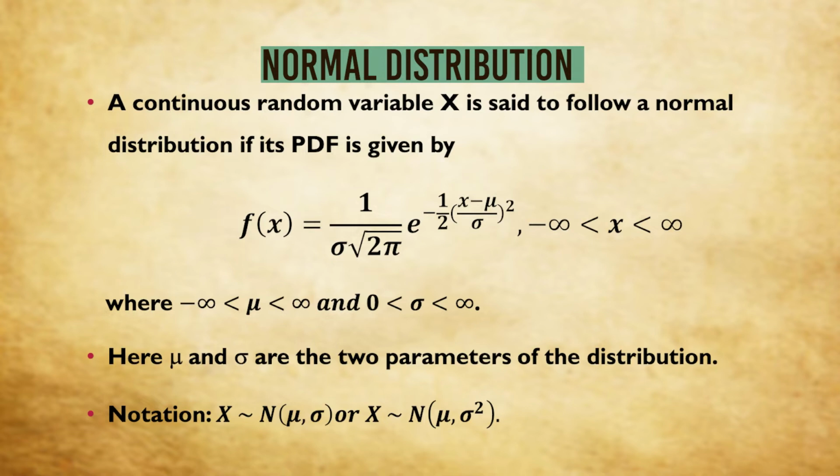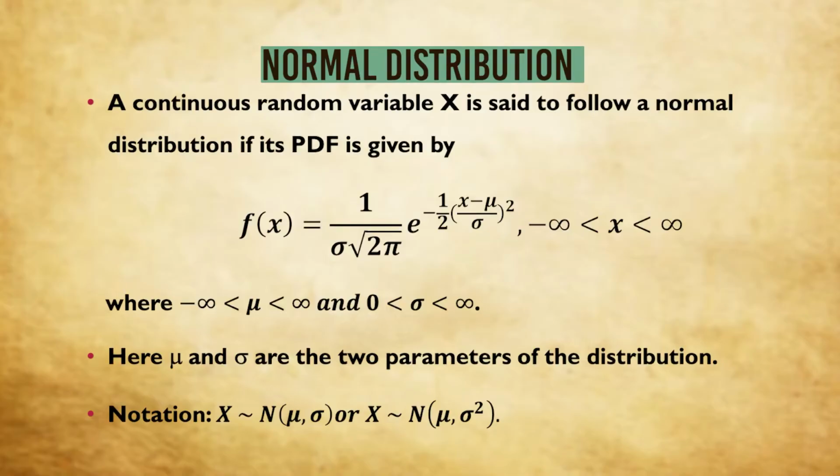Now you can see, apart from x, there are three constants. One is sigma, one is pi, and the other one is mu. Now pi is our normal pi, which is 3.14, that we know. Mu and sigma are the two constants which characterize this distribution. That means if you change the values of mu and sigma, the distribution will change in terms of the probabilities. So mu and sigma are called the parameters of the distribution, and for the normal distribution, mu lies between minus infinity and infinity, while sigma lies between 0 and infinity.